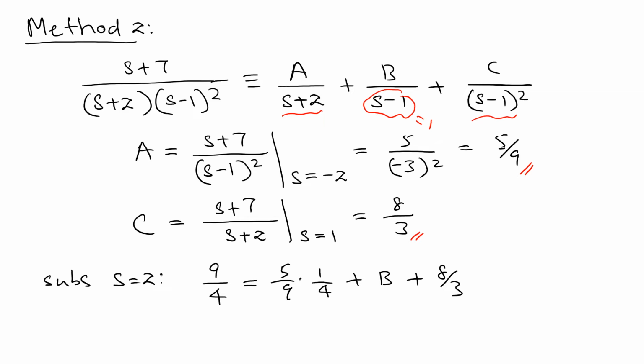Now we're going to solve for B. If you solve for B, just like an algebra problem after that, it's going to give you B equal to negative 5/9. So that's another way to do it. Use the cover-up method to find A and C. To find the other value, just plug in some other value, but what we try to do is make the bottom equal to 1, because it simplifies well when you do that. So we plug in S equal 2, and you get the value of B. That's another technique to find A, B, and C.